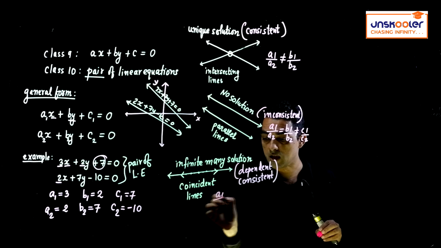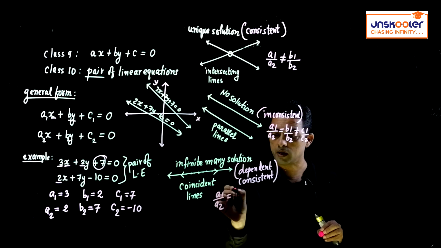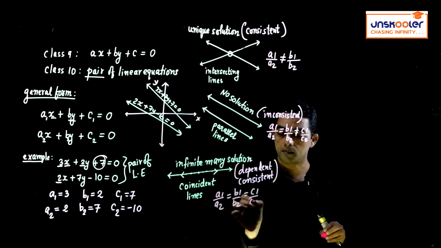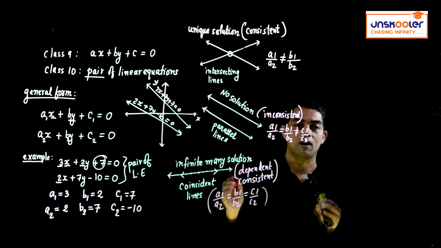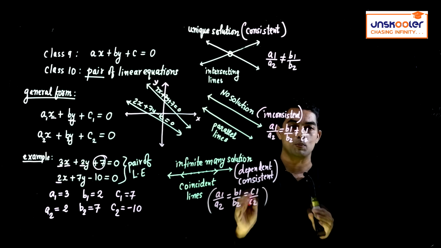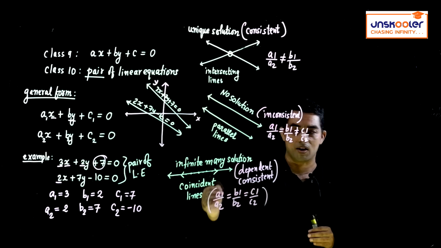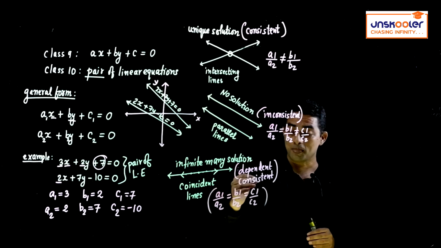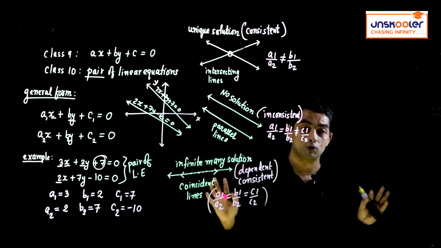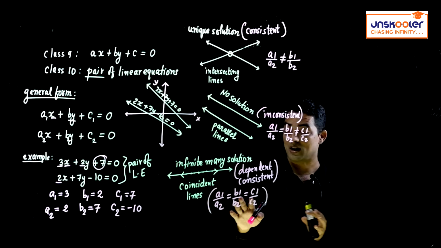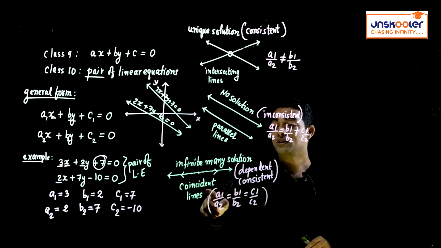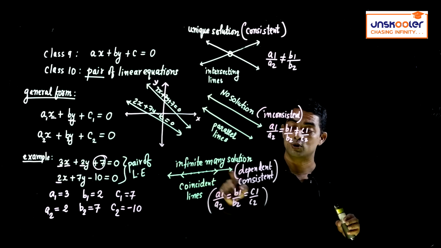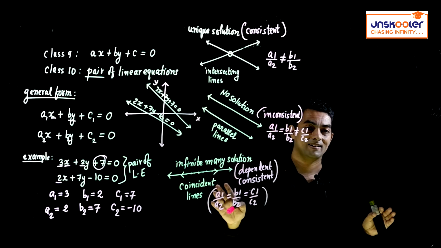Now the third one is very simple. The third condition is A1/A2 = B1/B2 = C1/C2. You find the values of A1, B1, C1, A2, B2, C2, and find the ratios A1/A2, B1/B2, C1/C2. If all the ratios reduced to their lowest terms are equal, then the lines definitely are going to be coincident lines, infinitely many solutions, or dependent consistent.